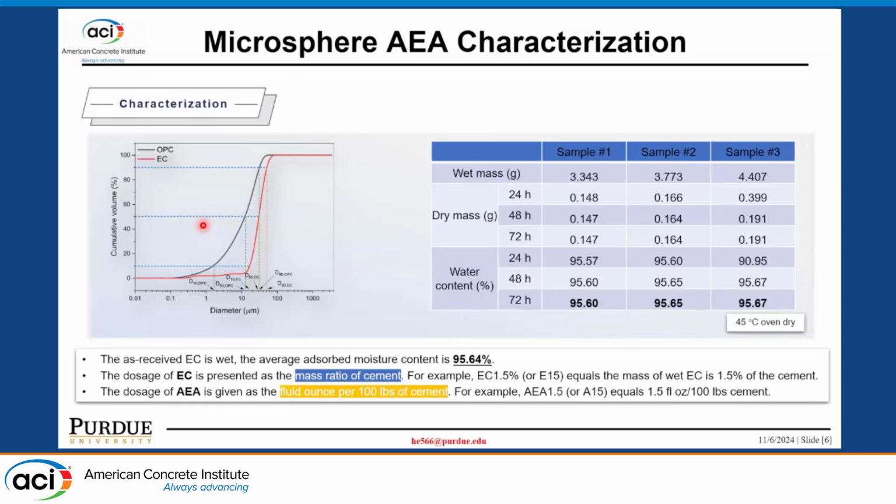And for this product, there are many types of microspheres. This type of microsphere is wet, so it has some absorbed moisture on the surface. So we did a low temperature evaporation test to look at the moisture content. We find the moisture content for this product is about 95.6%. So it's really lightweight, right? Most of the weight comes from moisture on the surface.